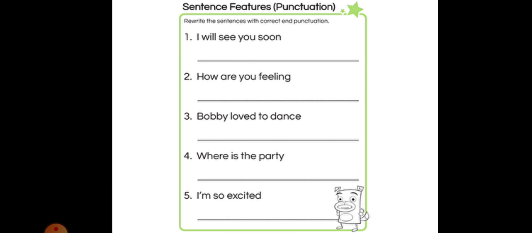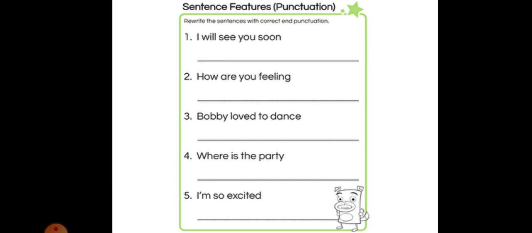I will see you soon. It's a straight sentence. There is no question in it. There is no exclamatory statement in it. So a full stop will be put at the end of this sentence. How are you feeling? Since it's a question statement, you will put the question mark at the end of this sentence. Bobby loved to dance. It's a positive statement. Again, it's an affirmative statement. We are going to put full stop at the end of this statement.